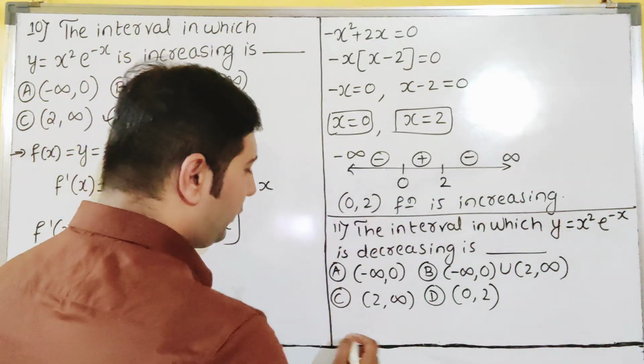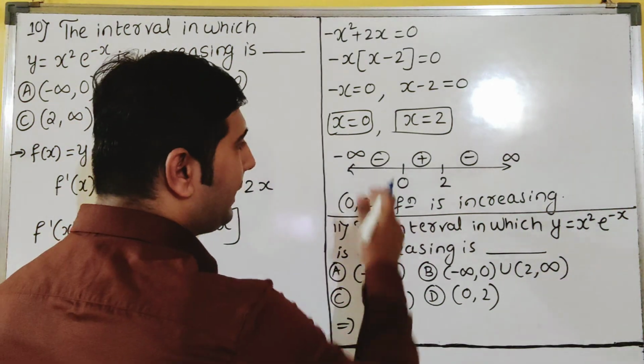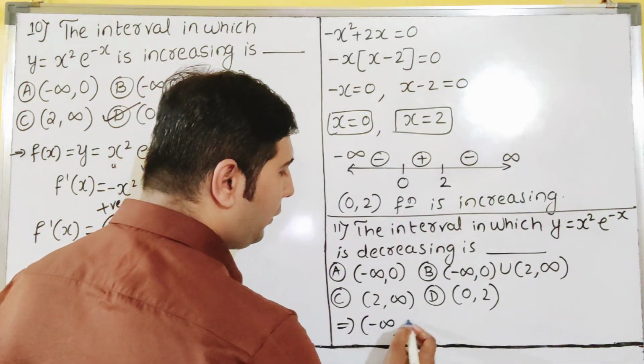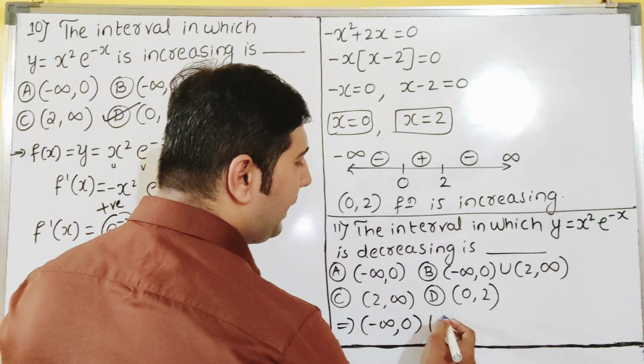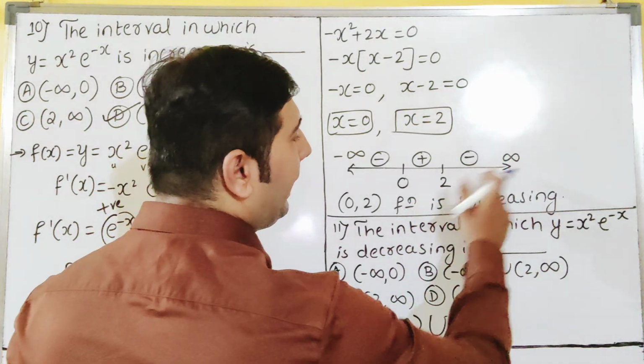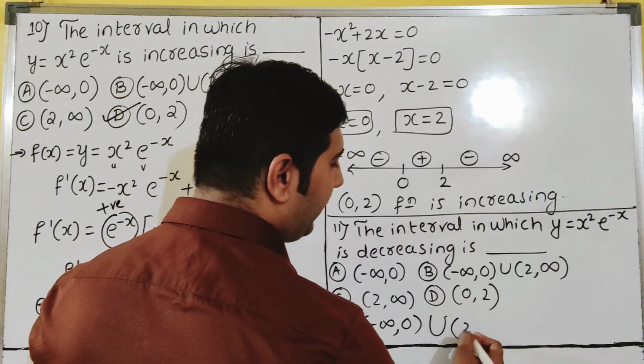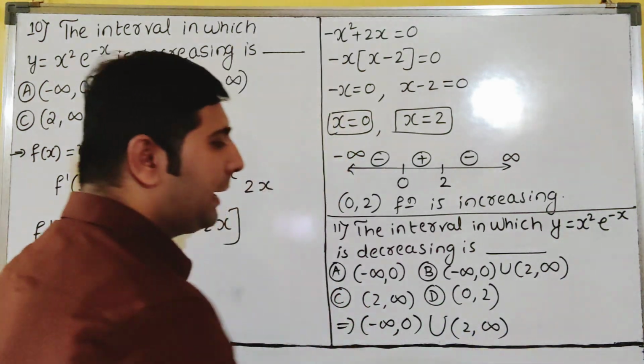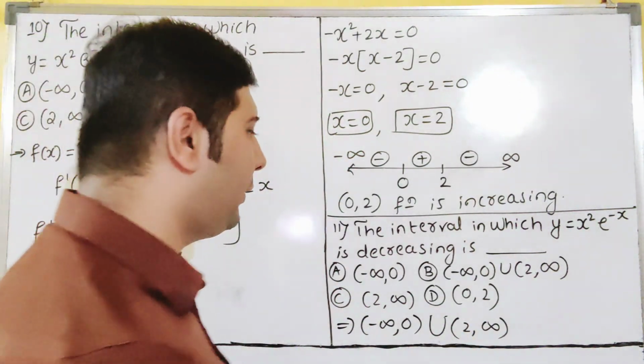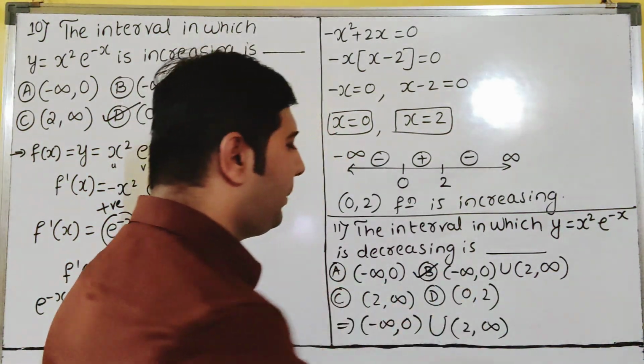Can you see? So where it is decreasing? Minus infinite to 0. Union. From where to where again? 2 to infinite, dear students. 2 to infinite. It is decreasing. So which option matches, you see here? That is matching with option B, dear students.